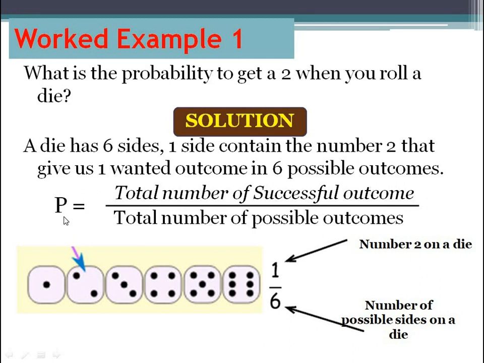What do I mean? It means the probability of obtaining a 2 on a die is equal to what? 1 over 6, because you have just one side of the die containing 2, and you have 6 possible sides on a die. So that is the number of successful outcomes. If I roll this die and it lands on 2, it's a successful outcome. But if I roll this die and it lands elsewhere, it's not successful, which makes my probability of obtaining a 2 equal to 1 over 6, because 1 is the number 2 on the die, and 6 is the number of possible sides on our die.